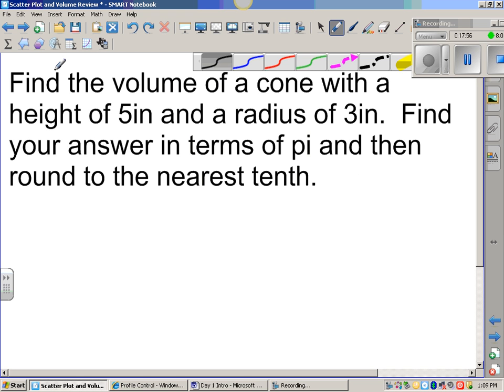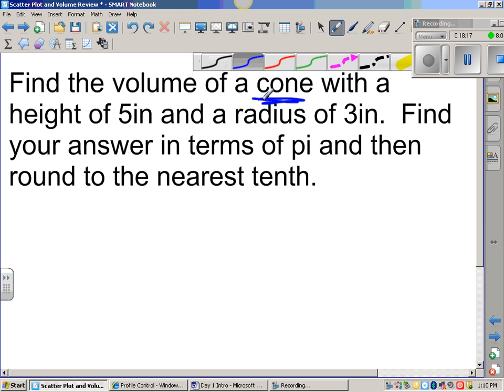So I put one example of a volume question, something that you'll see tomorrow. But again, you've got a lot of resources and a lot of examples in your notebook to check out. Find the volume of a cone with a height of 5 inches and a radius of 3. Find your answer in terms of pi and then round to the nearest tenth. So again, guys, very simple if you know your formulas. I'm not providing it for you.